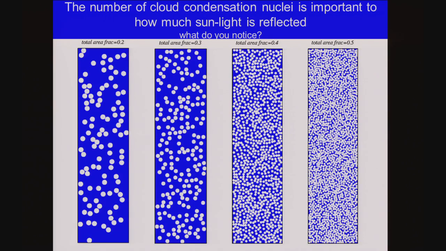So this is why the anthropogenic aerosol effect is a negative forcing. It's more sunlight being reflected back to space due to anthropogenic aerosols.